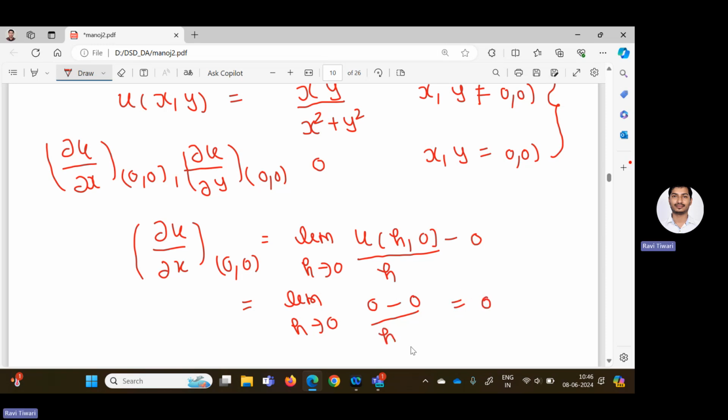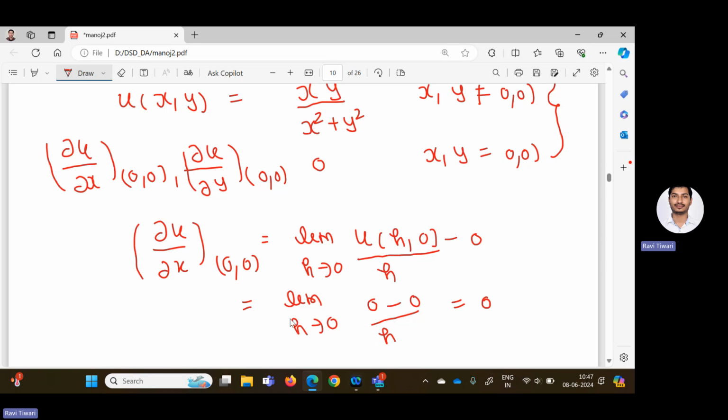0. Some students might have a problem, thinking that if h is tending to 0, then this limit is like 0 by 0 or infinite. This is not true, because the limit is applied once we can calculate the resultant. Here u(h, 0) is 0, u(0, 0) is 0, and 0 divided by h is 0. Because h is tending to 0, h is not exactly 0. If h was exactly 0, then only we could say that this is 0 by 0. But here h is tending to 0 and 0 divided by h is 0. So don't get confused that this is 0 by 0.